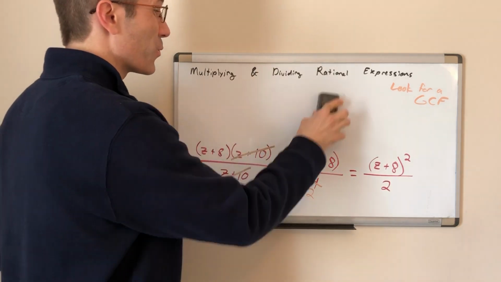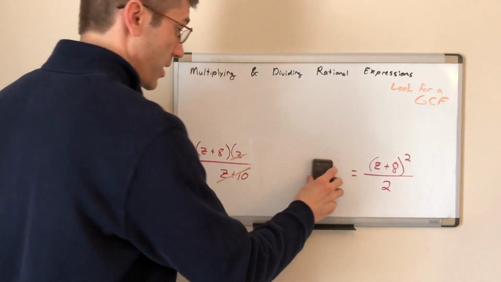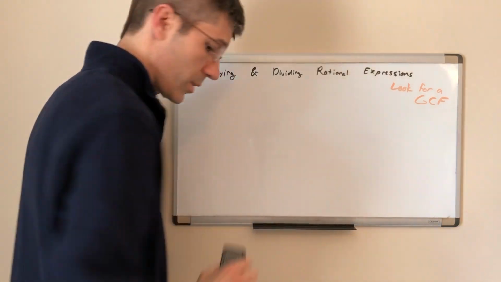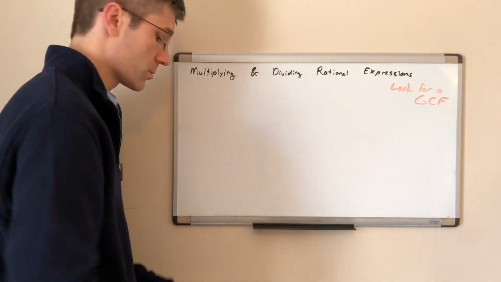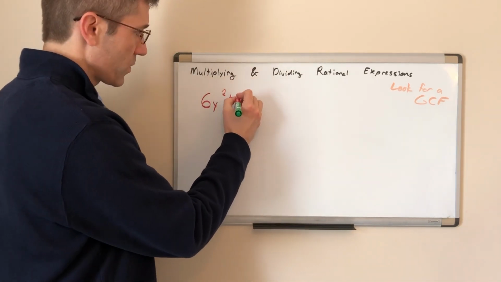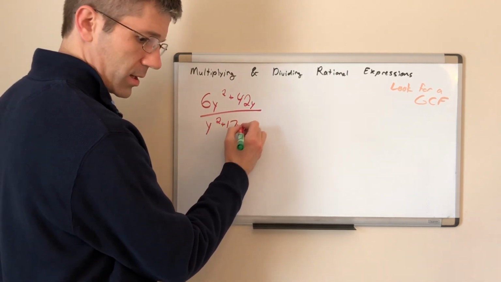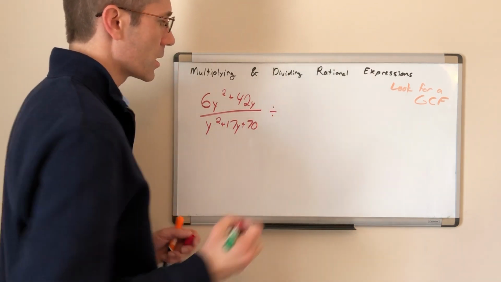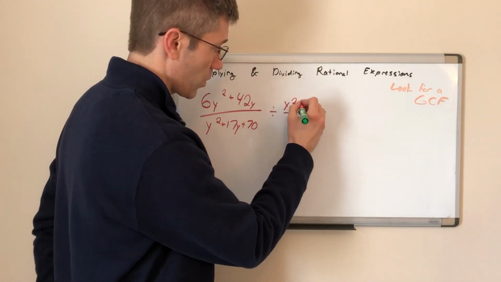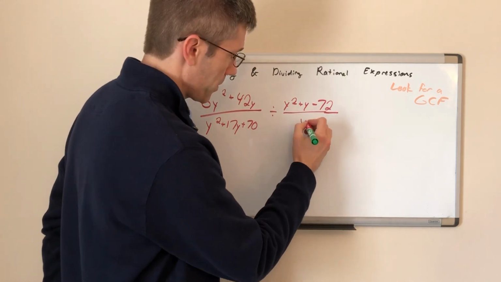In all of these, I think the first thing we need to look for is, what are we doing? Are we multiplying or dividing? Later we're going to get to addition and subtraction, it's a separate lesson. And if we're dividing, we need to keep it, change it, flip it. But we'll cross that bridge if we get to it. 6y squared plus 42y over y squared plus 17y plus 70 divided by, oh look, looks like I'm going to have to keep it, change it, flip it. Okay, and I have y squared plus y minus 72 over y plus 10.